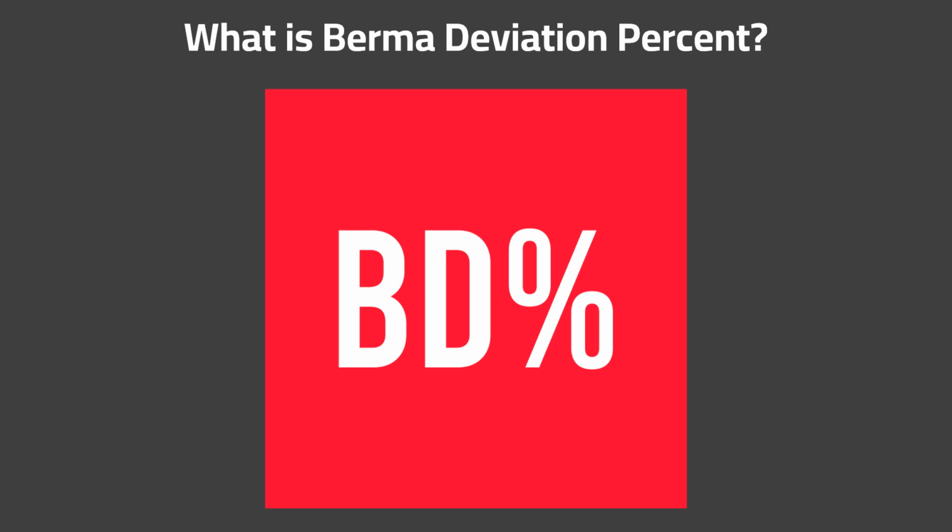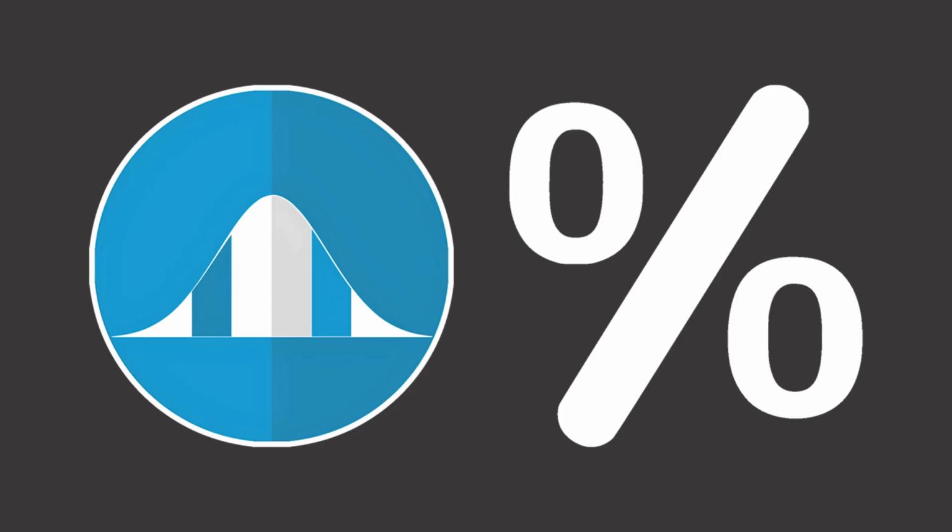What is Berma deviation percent? It is an indicator that measures price volatility as a percentage rather than points. The idea behind the Berma deviation percent is to create a relative indicator based on the classical standard deviation that ranges between 0 and 100%. The indicator formula can be explained through the following steps.